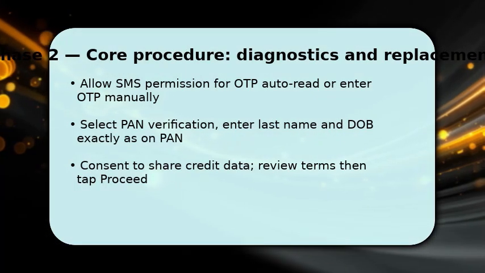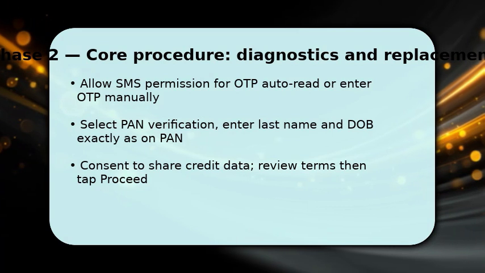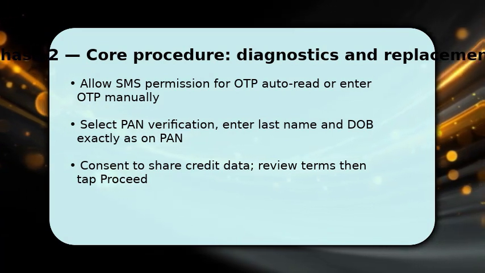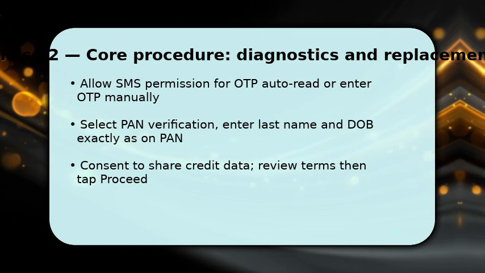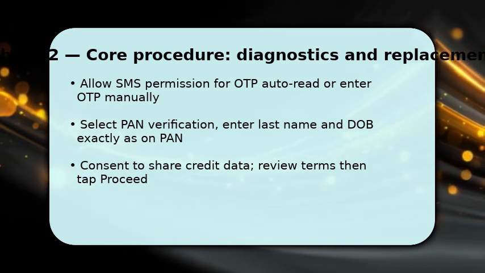Once you reach the credit score screen, you verify identity via OTP tied to your PAN. You allow SMS permission or manually type the OTP. This links your PAN for the bureau.